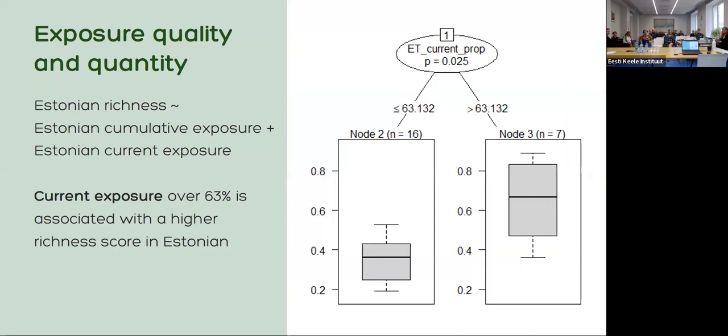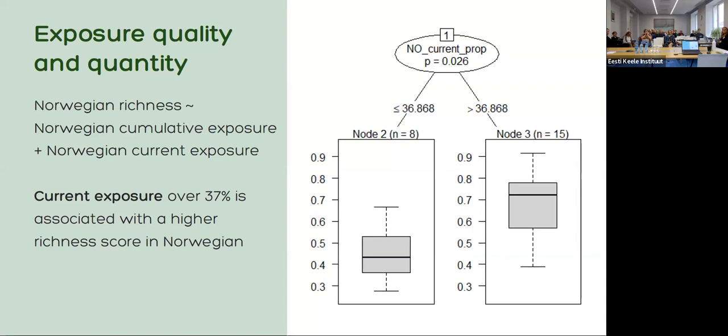But using conditional inference trees, the first glance at this data shows the current exposure is the most important predictor of Estonian richness scores. So all the kids that have over 63% of Estonian exposure have a significantly higher richness score. And we see the exact same thing when we look at the Norwegian scores. Again, current Norwegian exposure. Here, of course, the percentage is much lower because it mirrors the Estonian exposure. So anyone with over 37% of Norwegian exposure has then a higher Norwegian richness score.